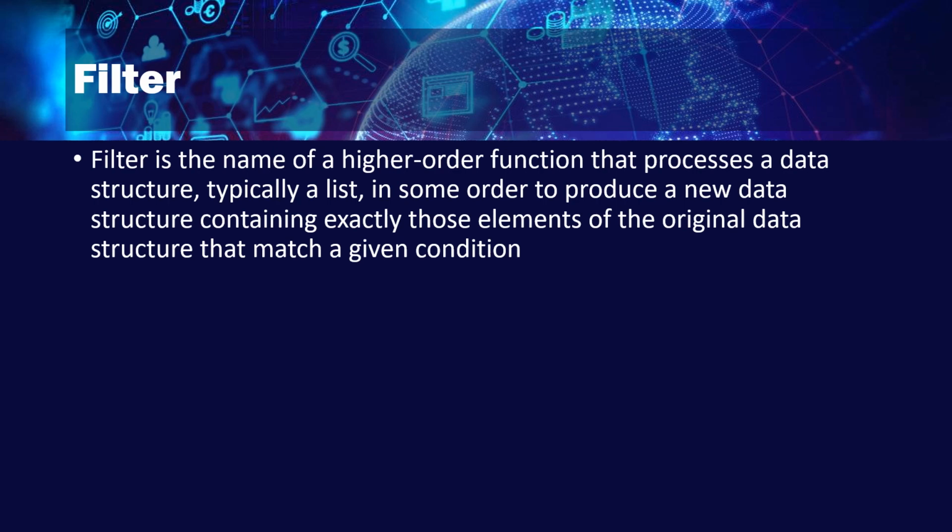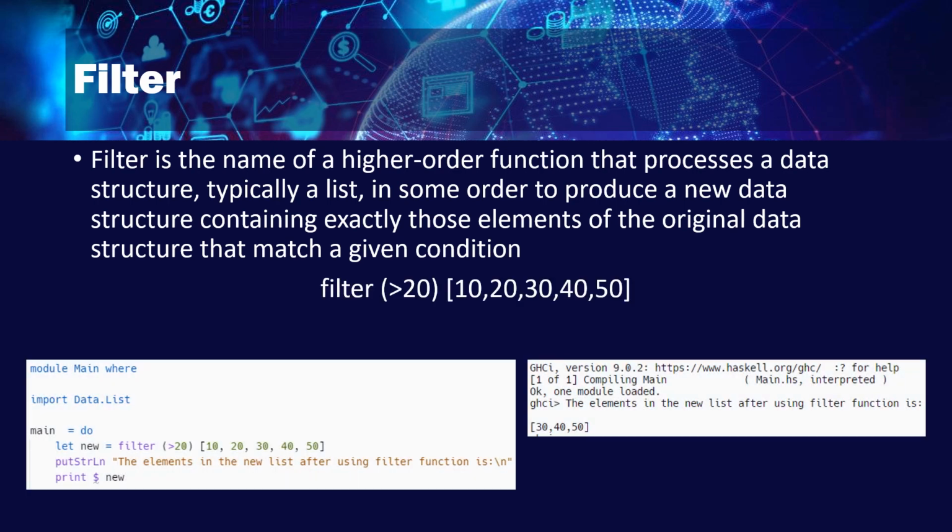Filter is the name of a higher order function that processes a data structure, typically a list, in some order to produce a new data structure containing exactly those elements of the original data structure that match a given condition. So for instance, filter greater than 20 on the list 10, 20, 30, 40 and 50 would return a new list 30, 40 and 50 because those are the values that are greater than 20.